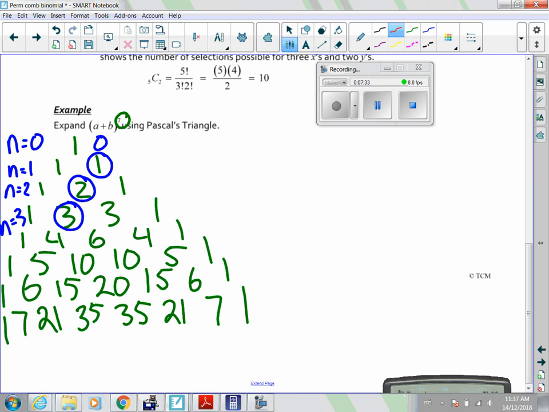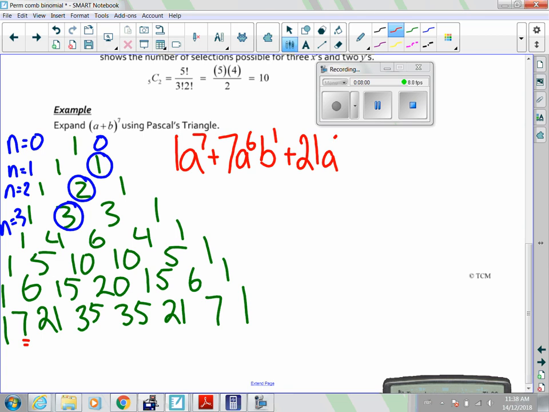My powers are always going to be 7. So my first thing is going to be 1a to the 7th. This next one is going to be plus 7, a to the 6th, b to the 1. Again, the sum of the exponents is always 7. The a values step down by 1, the b values step up by 1. 21, a to the 5, b 2, 35, a 4, b 3.